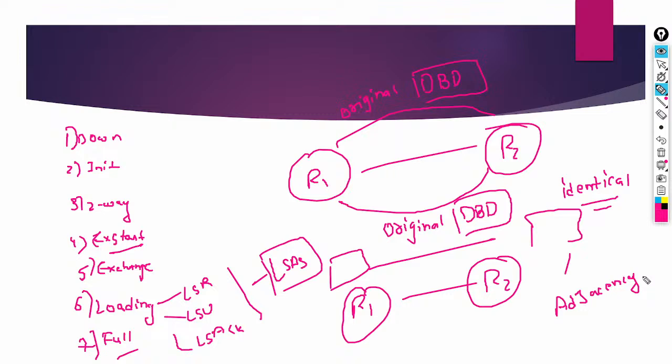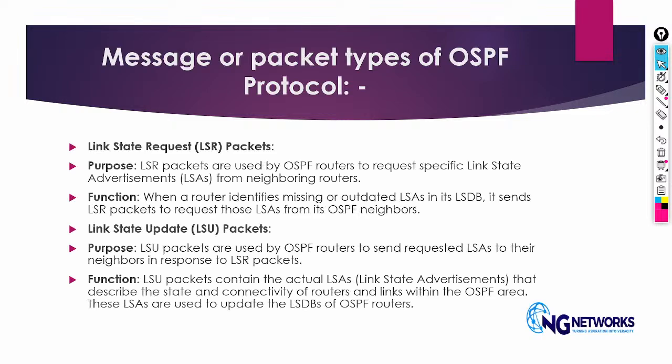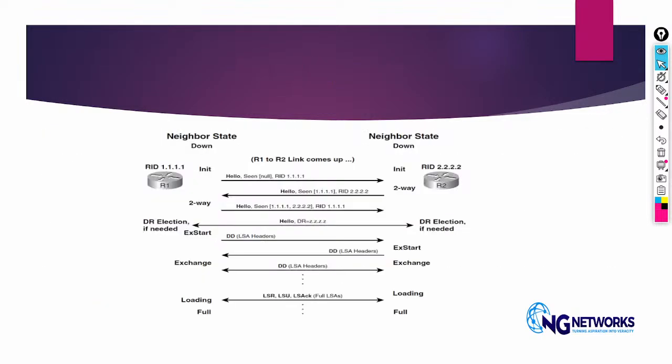The question that comes up in interviews is, what is the difference between neighborship and adjacency? Neighborship is created when the hello packets are exchanged, whereas adjacency is created when R1 and R2, or the routers, have exchanged their whole routing table with each other. So this is the major difference between neighborship and adjacency. So this was about packets and states.